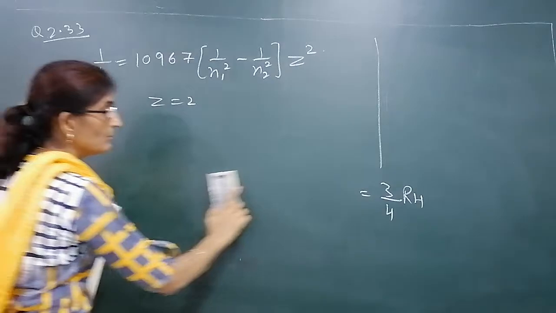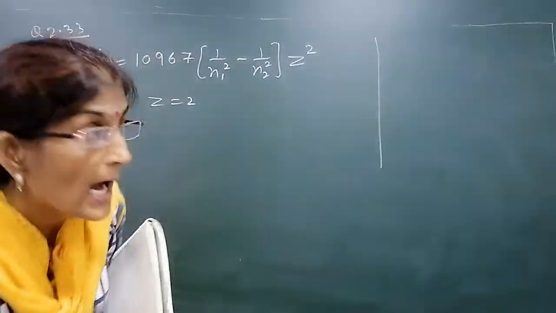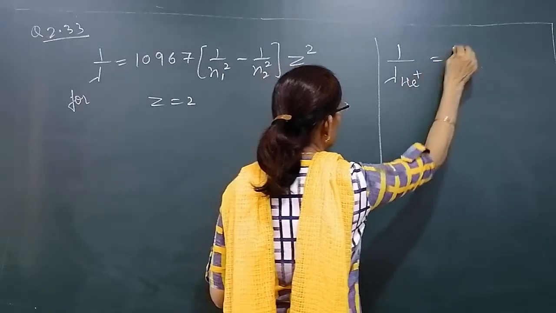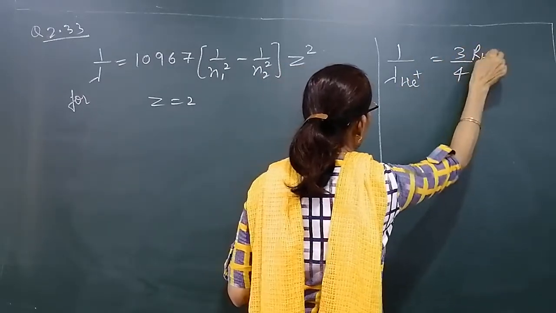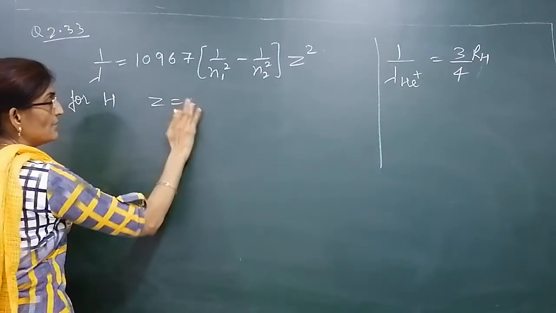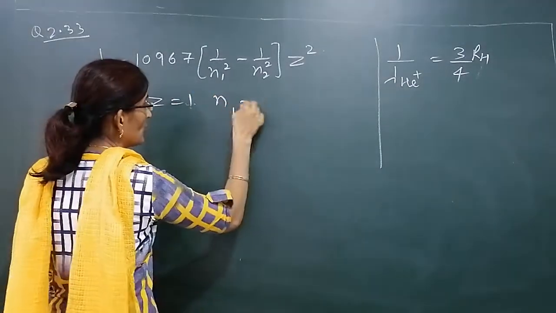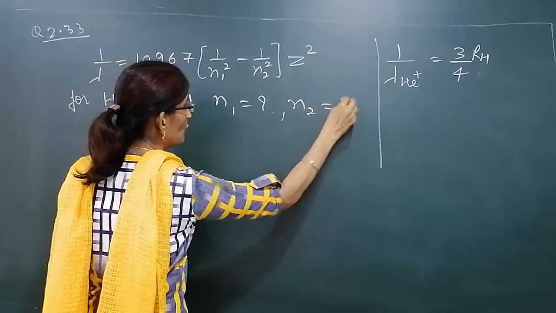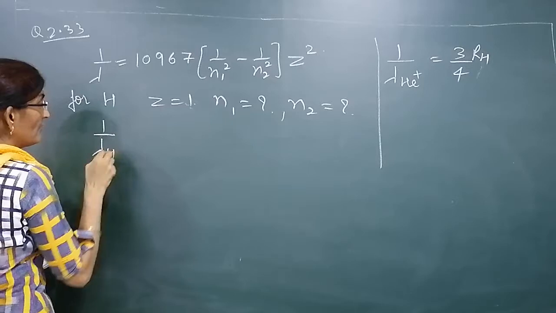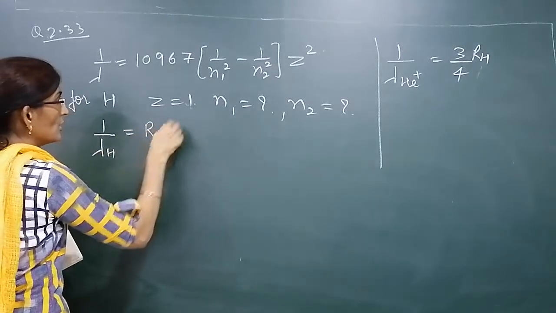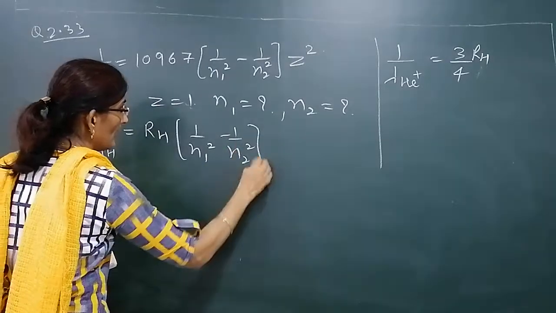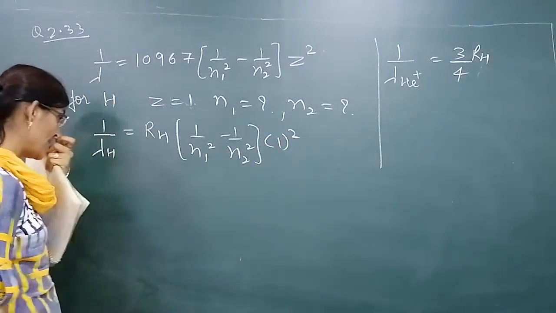This is for helium: 1 by lambda of He plus is 3 upon 4 RH. RH is Rydberg constant. Now we have to calculate for hydrogen atom. Z will be 1. We have to calculate what is N1 and what is N2. What are the possible transitions for this? Put up for hydrogen atom, 1 by wavelength is equal to RH times (1 upon N1 square minus 1 upon N2 square). Atomic number of hydrogen is 1, so it is 1 square.